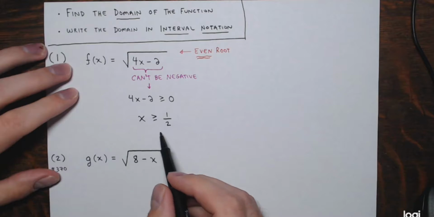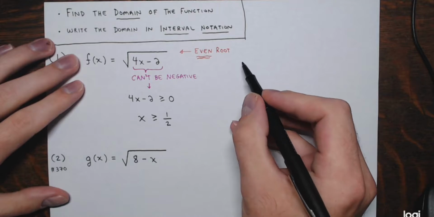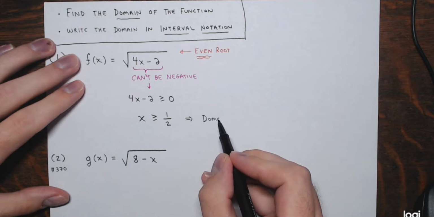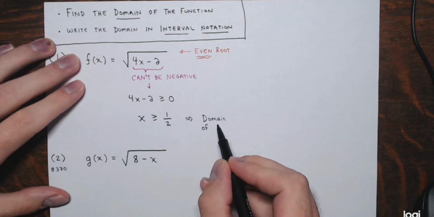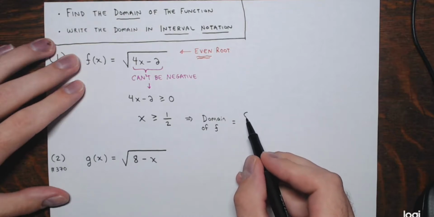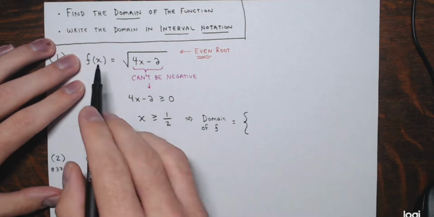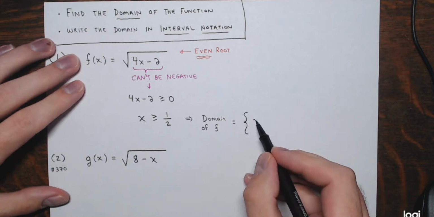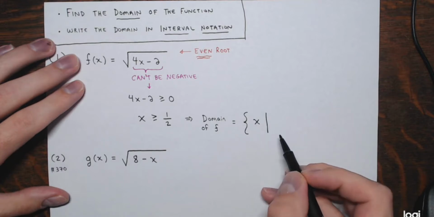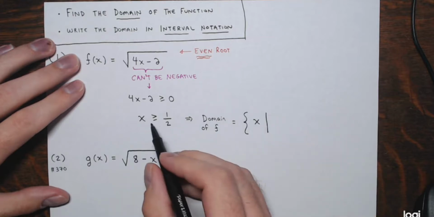Here's a description of our domain. Now the way we write the domain, we can do it in a couple ways. From this I would say that the domain of this function f is, one way you can write it is in what's called set builder notation. A little curly braces to start the set. And the input variable here is x, so it's all x such that, a little bar or a colon, I can plug in any x I want as long as it's greater than or equal to 1/2.